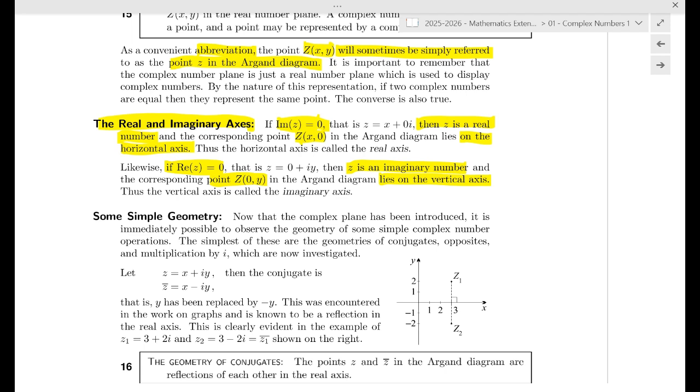All right, so some simple geometry. We've got an idea that we would have an x plus iy.